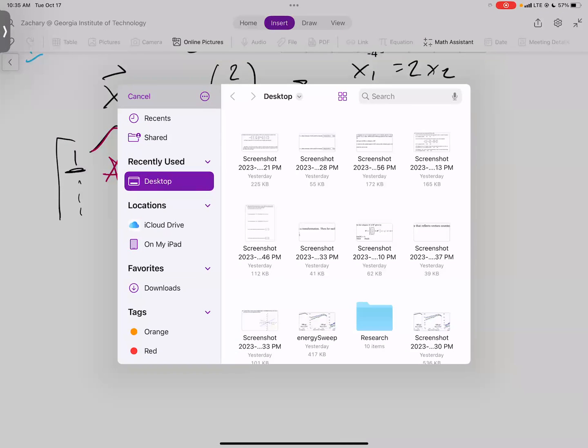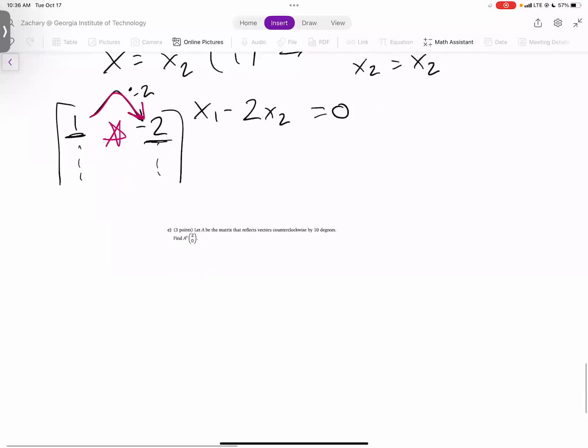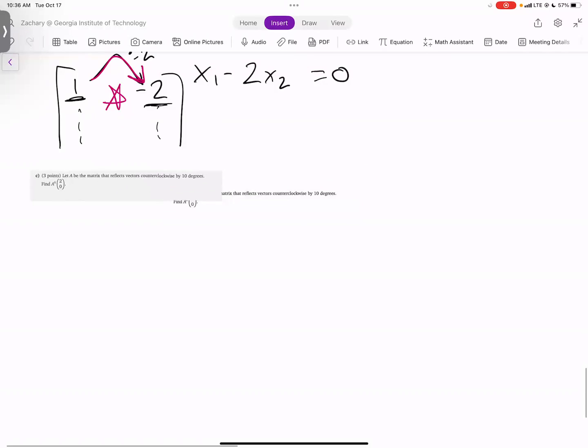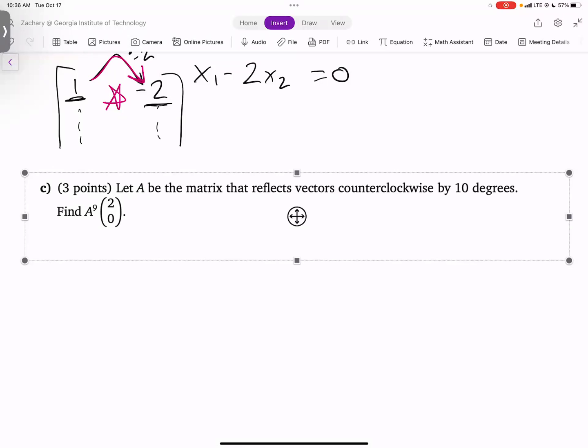So now, what is this one? This one is a good question that talks about transformations, which you are going to need to know how to create.